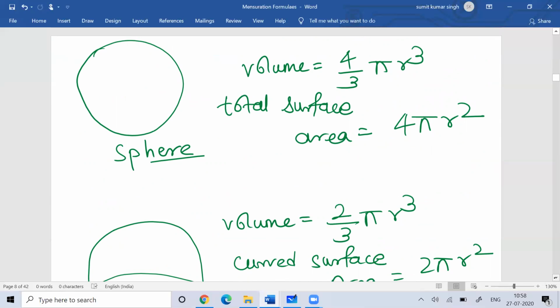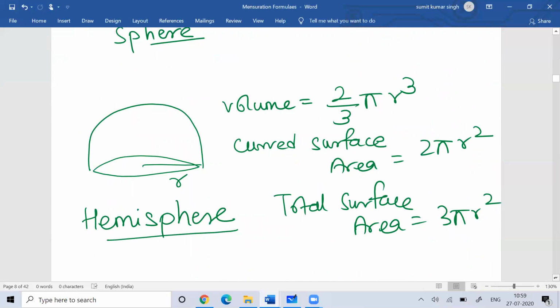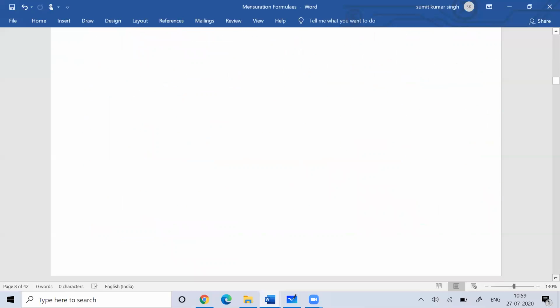And then when you talk about hemisphere, half of a sphere is hemisphere. So you can understand the formula of hemisphere. In hemisphere, when you cut the sphere, there's additional area created of the base. That's why the curved surface area and total surface area are different in the case of hemisphere.